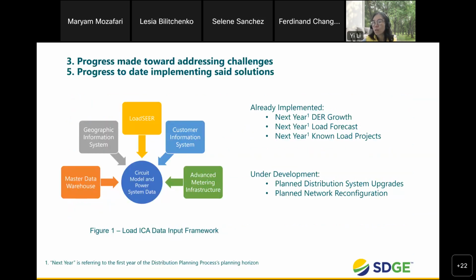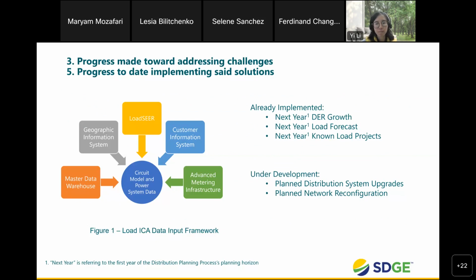Moving on to the next slide. To recap what I just described for the 5 modeling changes as part of the load ICA refinement, this visually shows the input data that currently goes into the load ICA. What's already implemented so far in SDG&E's load ICA includes the next year DER growth, the next year load forecast, and the next year known load projects. Items still under development, which we're looking to design and develop, are the planned distribution system upgrades and the planned network reconfiguration.